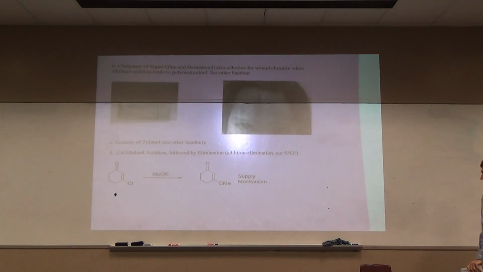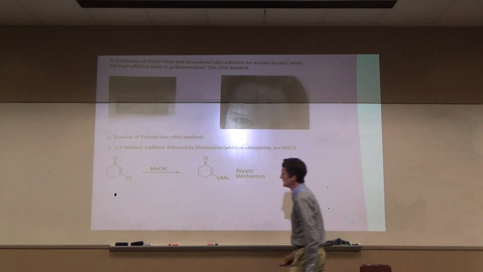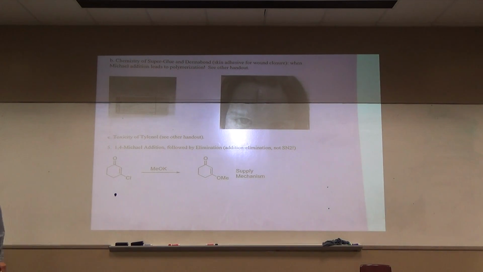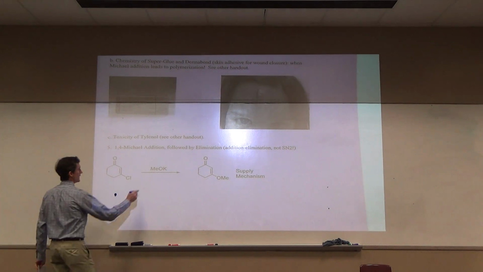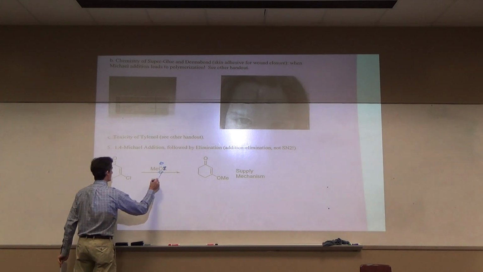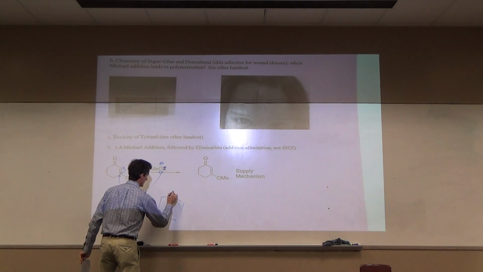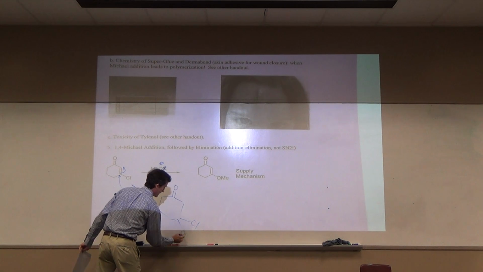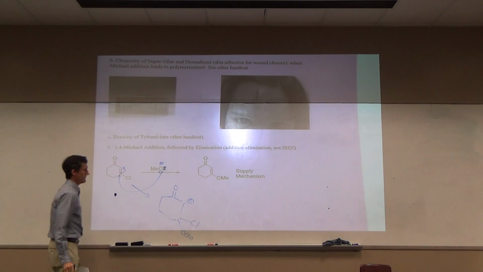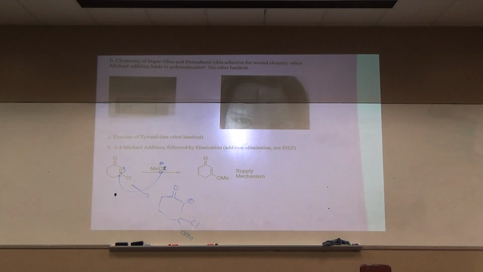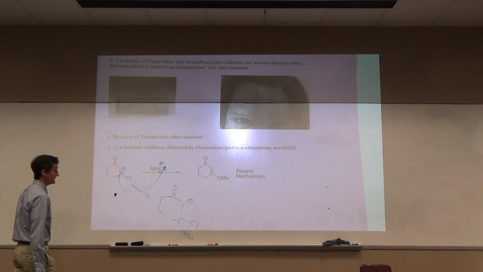Michael addition. Can you envision a mechanism for this reaction here? It's like a substitution, right? Chlorine being substituted by the methoxide. What's the mechanism? SN2? No, it's not a tetrahedral carbon. These electrons do a Michael addition. Just because there's a chlorine there doesn't mean you can't do a Michael addition. What can happen next? Electrons fall back in and kick off the chlorine. Yes, exactly.